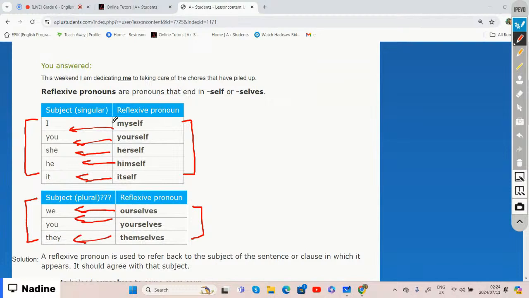Which means that if I talk about myself, then I am talking about me or I, right? Yourself, we're talking about you. Herself, we're talking about she. Himself, he. Itself, it. If we're talking about we, ourselves, you, yourselves, or they, themselves. And as you can see, we have two yous. You can refer to one person or you can refer to more than one person.